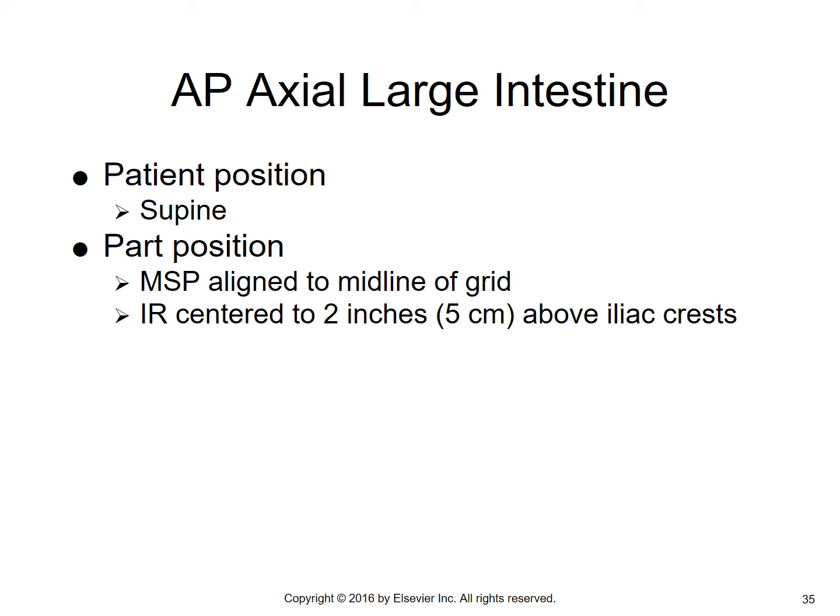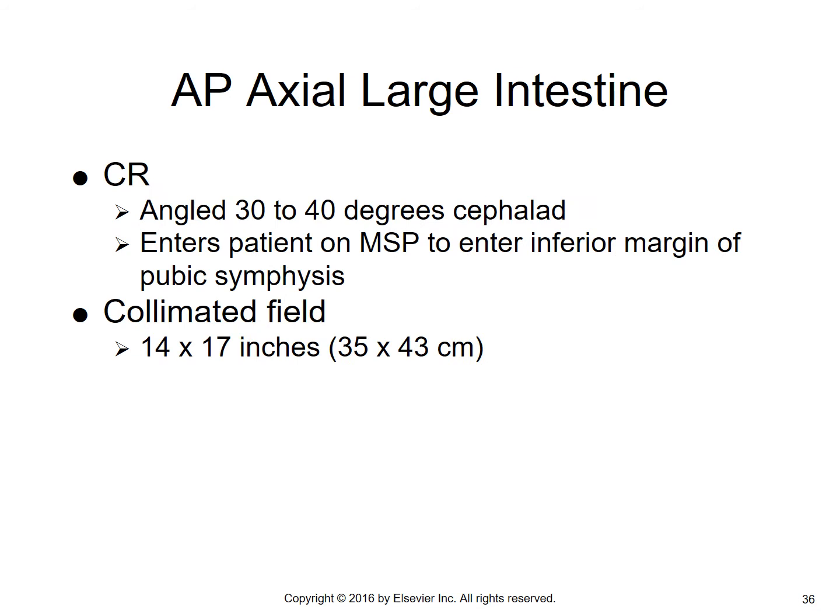Axials are going to be used for the rectosigmoid area. You could do an AP or a PA. For the AP axial, which means the patient would be supine, you're going to have that MSP aligned to the midline of the grid. IR is centered to 2 inches above the iliac crest. So IR 2 inches above the iliac crest.